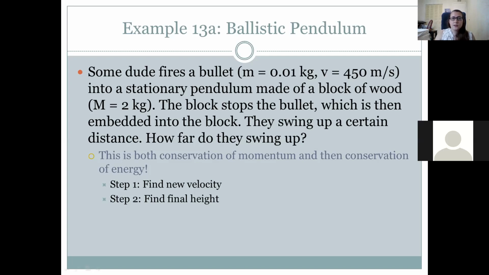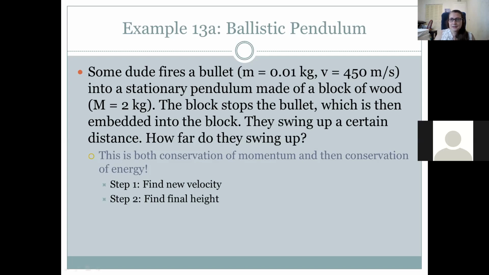Okay, so this is what a ballistic pendulum looks like. And in Physics 1 lab, there is a ballistic pendulum experiment where you will, I mean, not like firing bullets, but you will be firing projectiles into a ballistic pendulum and seeing how high it swings up. So get ready for that. But this is what the setup looks like.